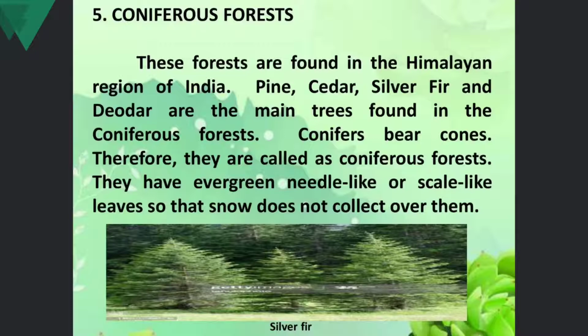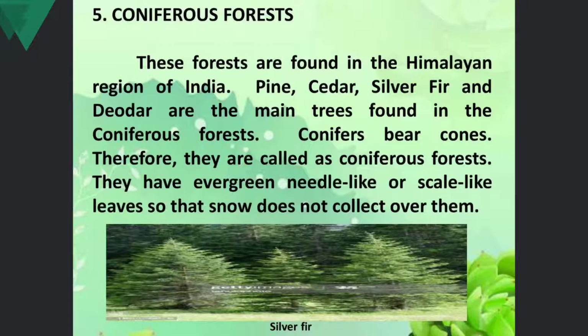Conifers bear cones. They are called coniferous forests. They have evergreen needle-like or scale-like leaves so that snow does not collect over them. These forests are mainly found in the Himalayan region, where there is snow. The main trees found in these forests are pine, cedar, silver fir and deodar.